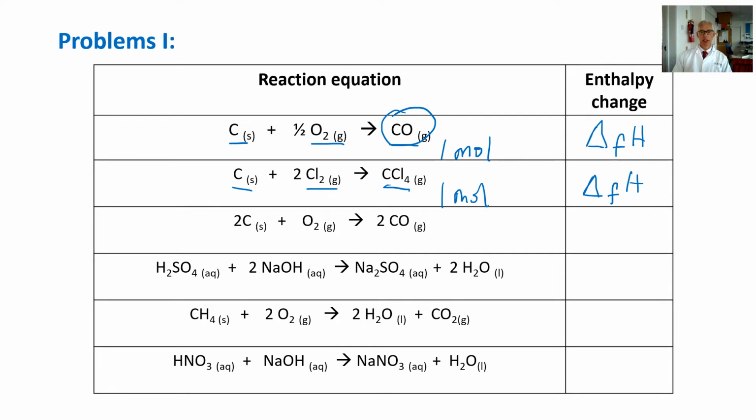Moving on to the third. Here we've got 2 carbons forming 2 moles of carbon monoxide, so it does not meet the enthalpy change of formation criteria or conditions. So this is simply an enthalpy change of reaction for the numbers of moles as written in the equation. So 2 moles of carbon forming 2 moles of carbon monoxide. Enthalpy change of reaction. It does not match complete combustion. It does not match enthalpy change of formation criteria.